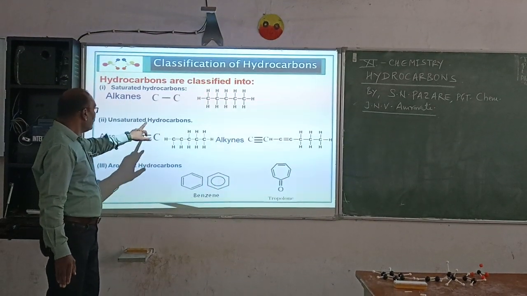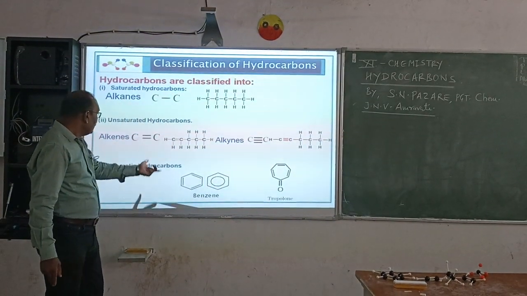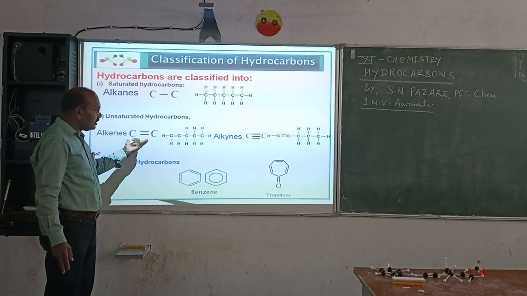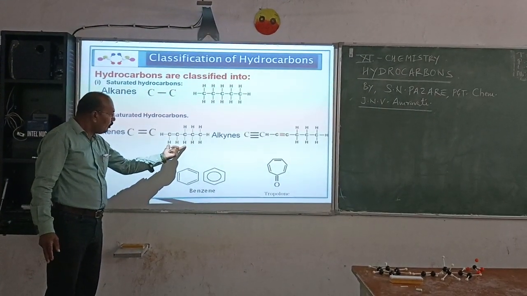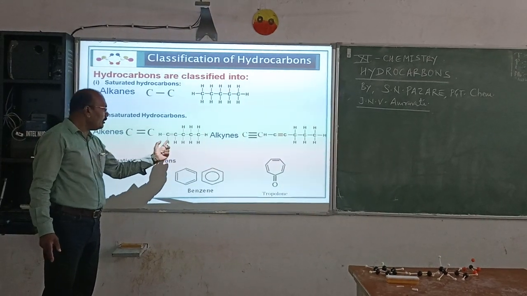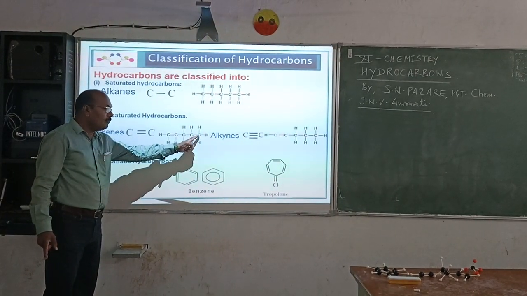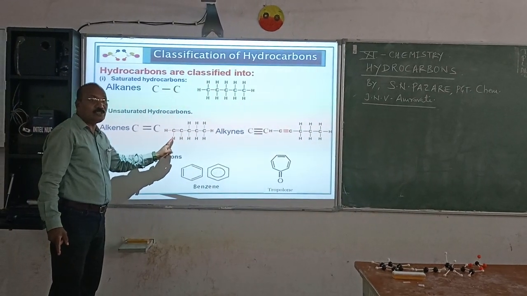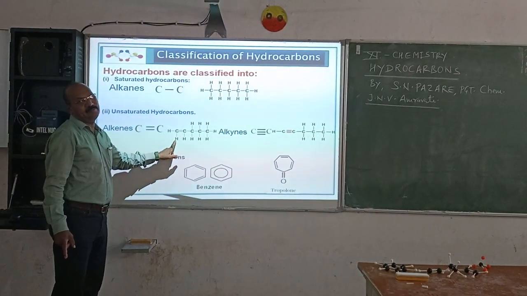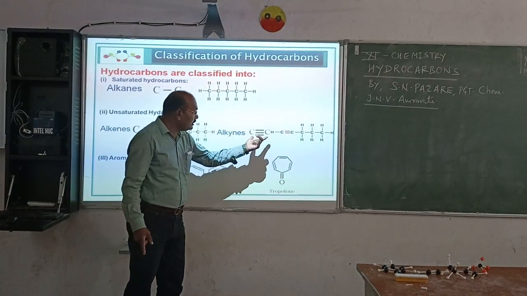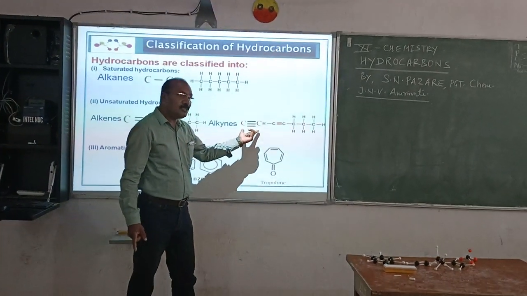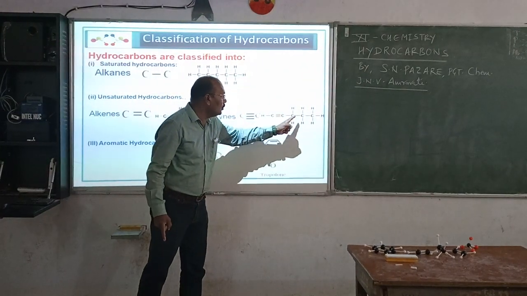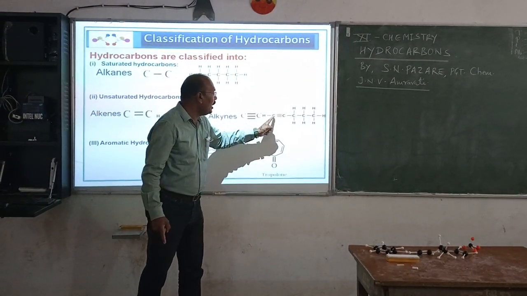Now, move towards the unsaturated hydrocarbon. These are the alkenes having double bonded structures. Now you see, what is the name of this compound? How many carbon atoms are there? 1, 2, 3, 4, 5. Yes, so this is 1 pentene. And next, this is the triple bonded compound. How many carbon atoms here? 1, 2, 3, 4, 5.